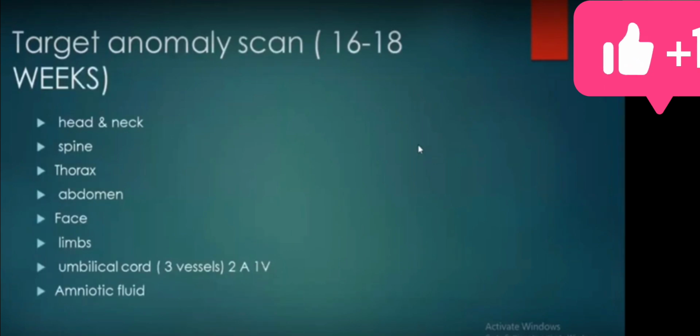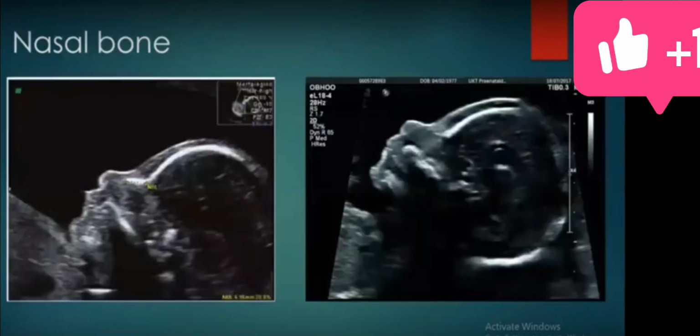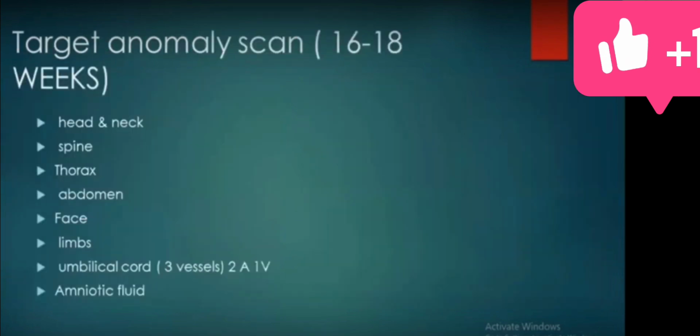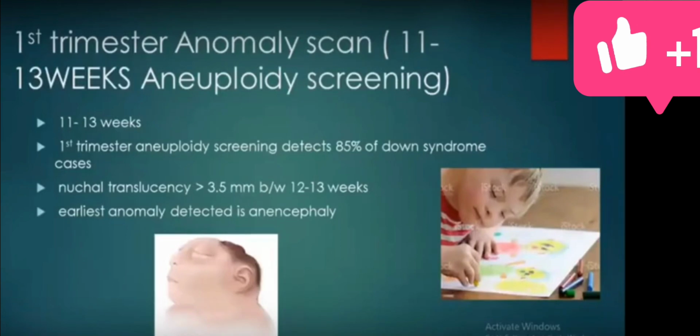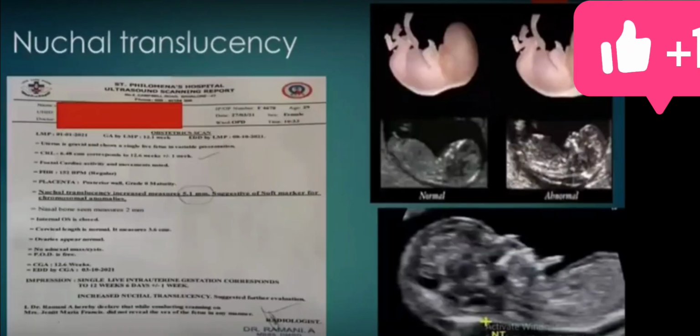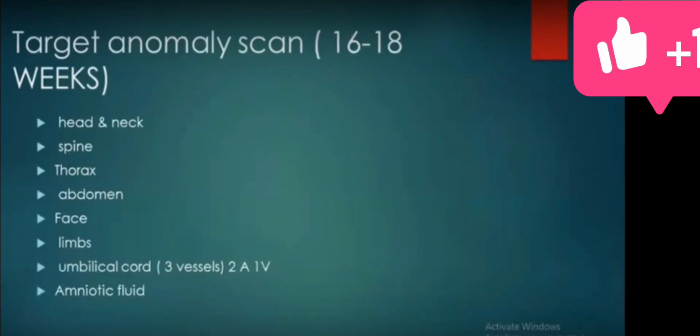Then the third scan is done as an anomaly scan, which is commonly done at 16 to 18 weeks. The first scan is to confirm the pregnancy and its position, whether it is intrauterine or not. The second scan is the aneuploidy scan, now done between 11 to 13 weeks. And the third scan is the anomaly scan between 16 to 18 weeks.